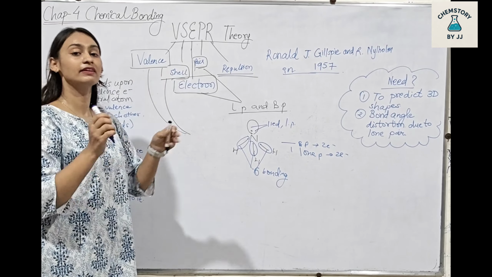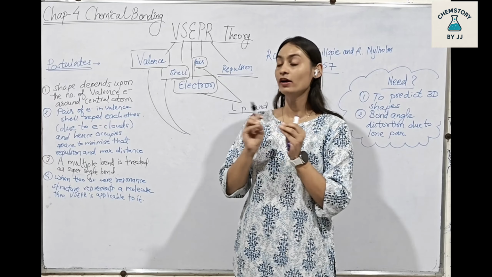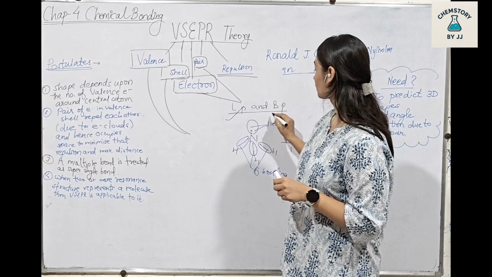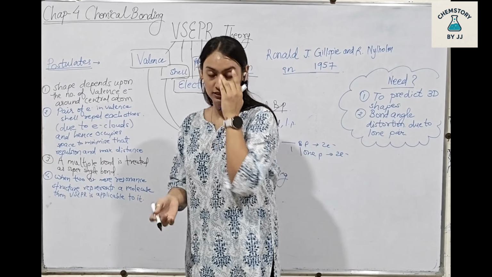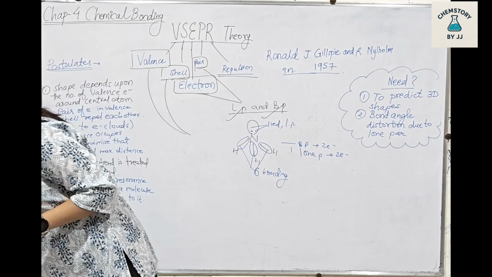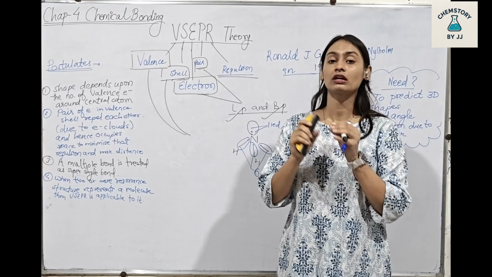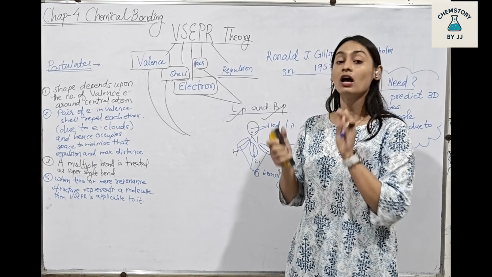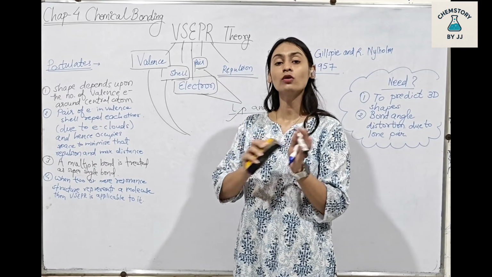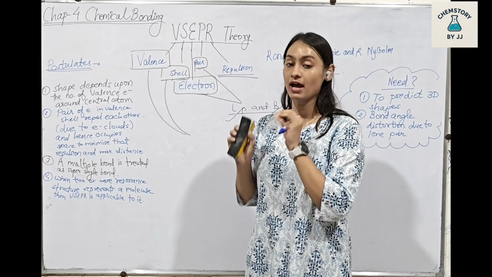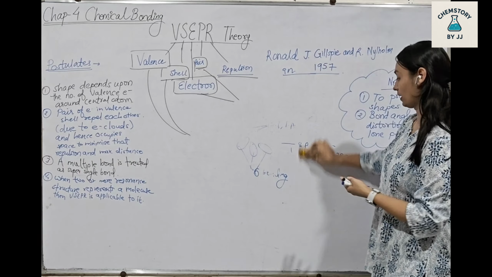This theory has given us some predictions about the shape according to the bonding pairs and lone pairs, right? That's it. What are the postulates? The shape of the molecule, the shape of the compound, is dependent upon what? Upon the number of bonded and non-bonded electrons, right? The total number of valence electrons which the atom has, which I have already told you.